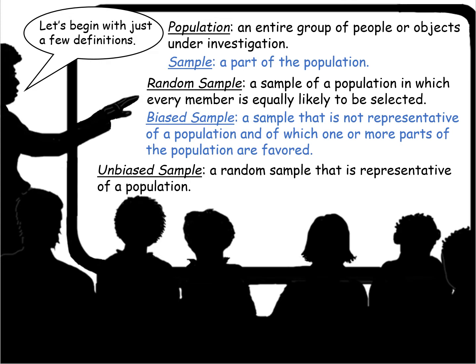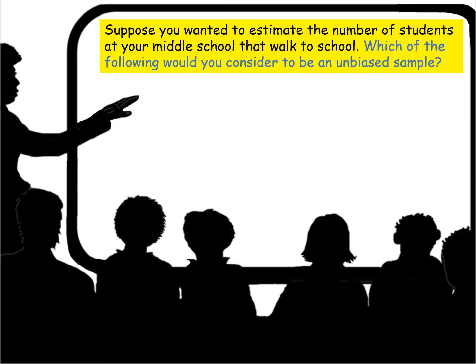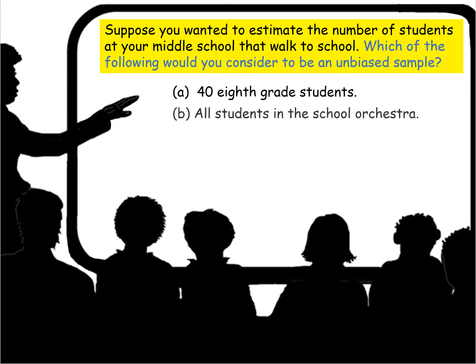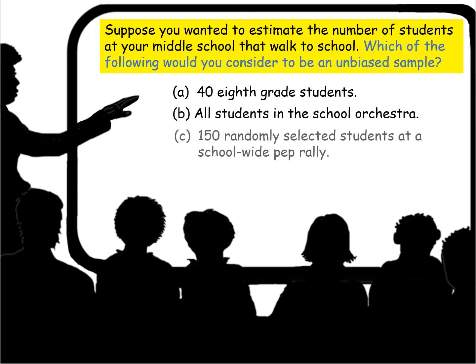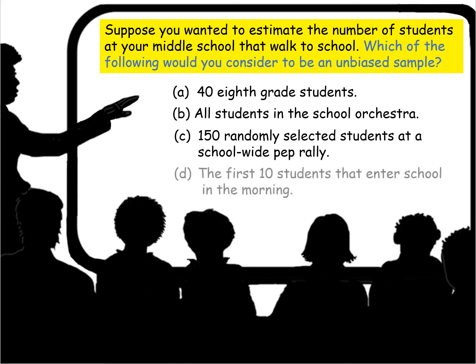So now let's look at some examples. Suppose you wanted to estimate the number of students at your middle school that walk to school. Which of the following would you consider to be an unbiased sample? 40 8th grade students, all students in the school orchestra, 150 randomly selected students at a school-wide pep rally, or the first 10 students that enter in the morning.